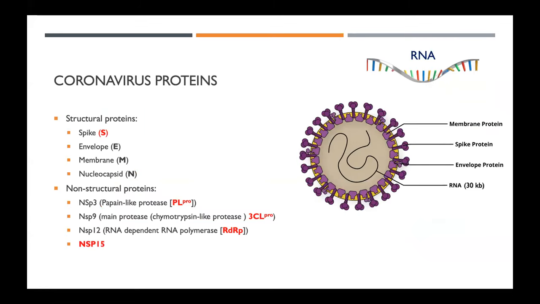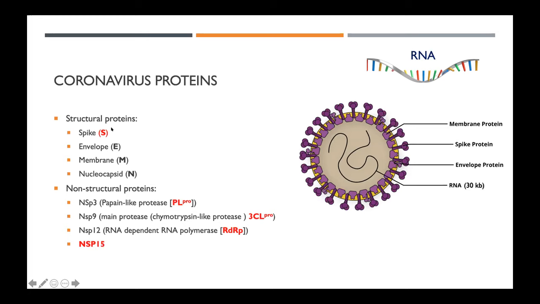These are the proteins of SARS-CoV-2 that we can target, the structural proteins and non-structural proteins. For structural proteins, the most important is the spike protein. We have the envelope protein, membrane protein, and nucleocapsid protein. The non-structural proteins are synthesized inside the host cell, like the papain-like protease, main protease, and the RNA-dependent RNA polymerase, which are the three most important non-structural proteins of SARS-CoV-2. The red colored proteins are those I targeted in my research during this year, but today I will talk about the spike protein only.